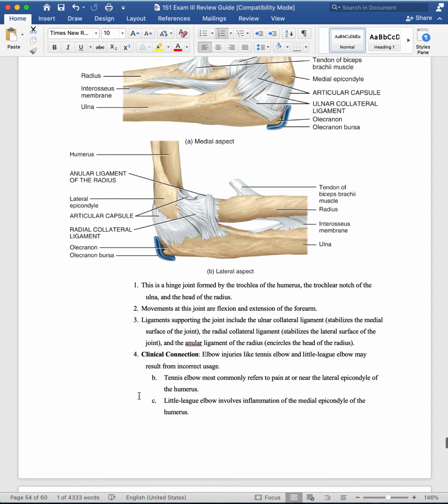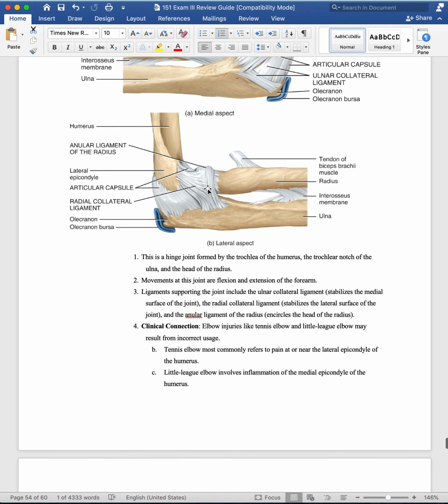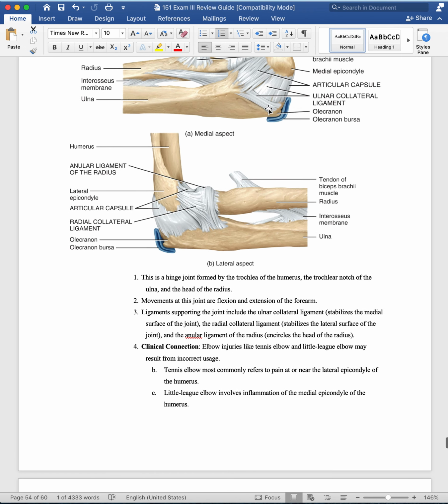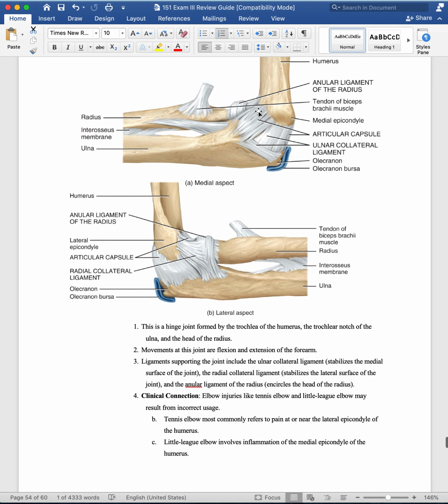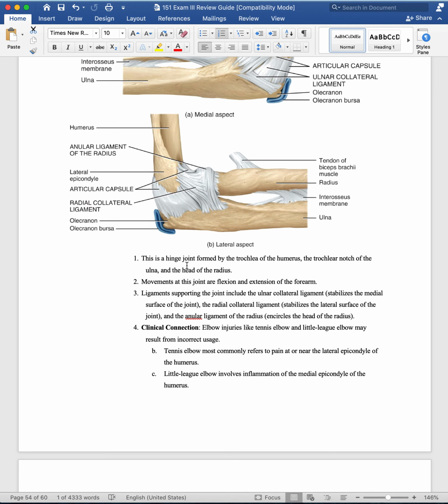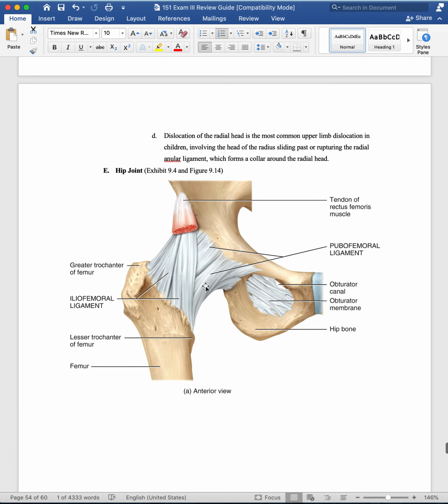All right, let's see. We have some collateral ligaments, the radial collateral ligament here as well. We were looking at the ulnar collateral ligament previously, so it all depends on the angle. If you're looking at the medial aspect, you're going to see the ulnar ones, which makes sense because that's going to be closest to the ulna. If you're looking at the lateral aspect, you're going to see the radial ligaments because those are going to be the ones that are closest to the lateral side.